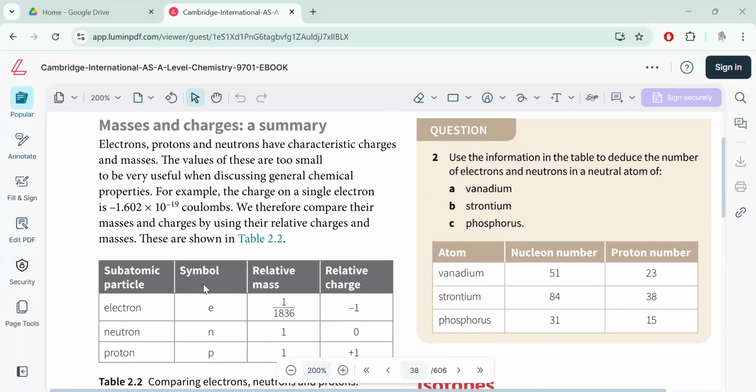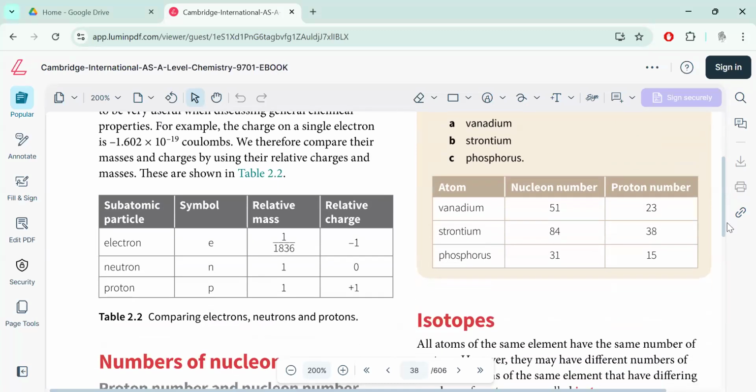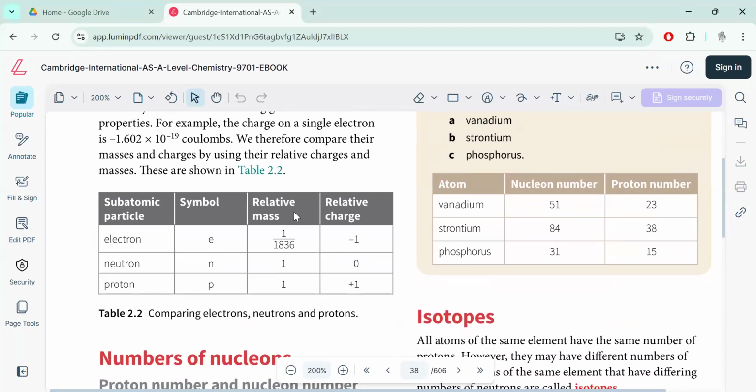So, masses and charges. This is a summary right here. Electrons, protons, and neutrons have characteristic charges and masses. The values of these are too small to be very useful when discussing general chemical properties. For example, the charge of a single electron is about this much. We therefore compare their masses and charges by using their relative charges and masses.